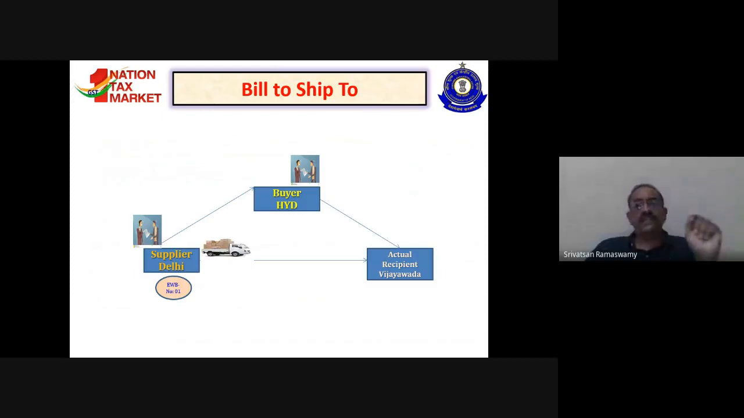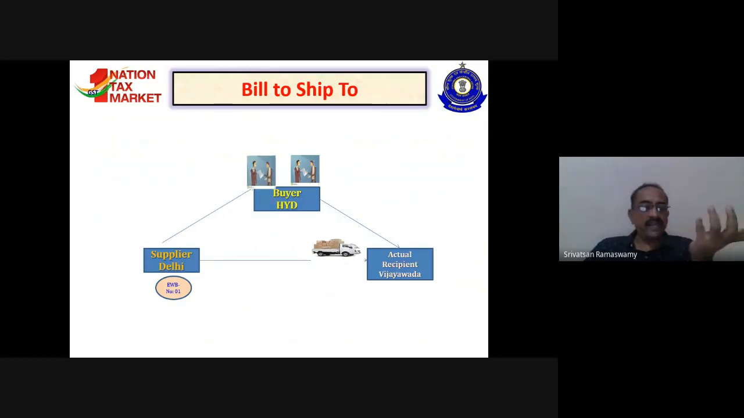Have you heard of this concept, bill to ship to transaction? Bill to ship to is that, let us assume that I am a person who is located in Hyderabad. I have received a purchase order from a person who is residing in Vijayawada. I don't have such goods in Hyderabad to be supplied to him, but I have identified a supplier in Delhi who is capable of supplying it to him. I will issue directions to a person in Delhi to supply goods directly to the person in Vijayawada, whereas send the bill to me.